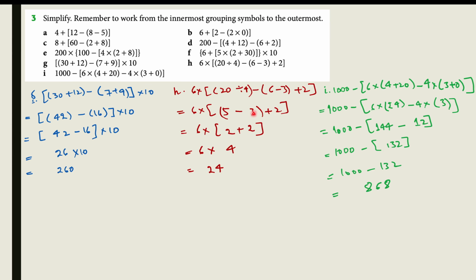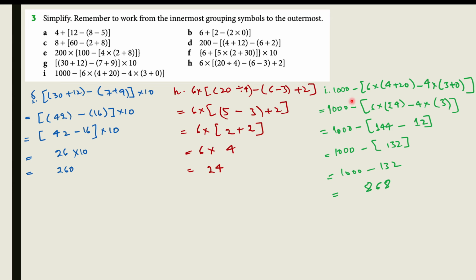So we will have 5 minus 3 plus 2. 5 minus 3 is equal to 2. So 2 plus 2 is equal to 4, and outside the square brackets we have 6. So we have simplified the square brackets already, and we have got 4 from it. So 6 multiplied by 4 is equal to 24.